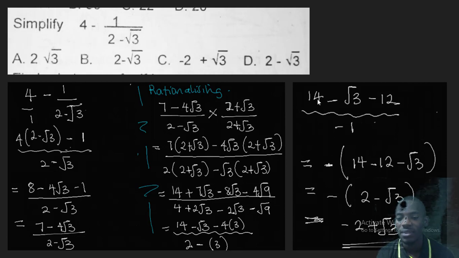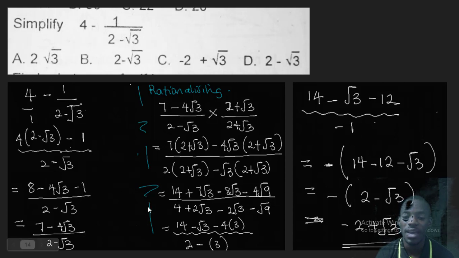And this is it. And we have 14 minus root 3 minus 2. Okay, that's actually a mistake. This is supposed to be 1. So the answer should have been 14 minus root 3 minus 2 over 1, not minus 1. And that will give me 14 minus 12, which is actually 2 minus root 3. It is actually supposed to be 2 minus root 3, making B the answer, not C. Please, it's supposed to be B.